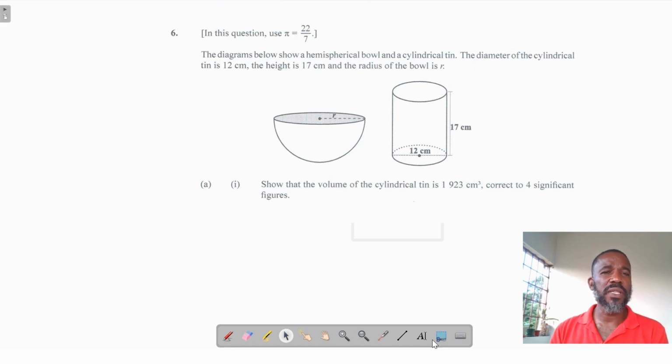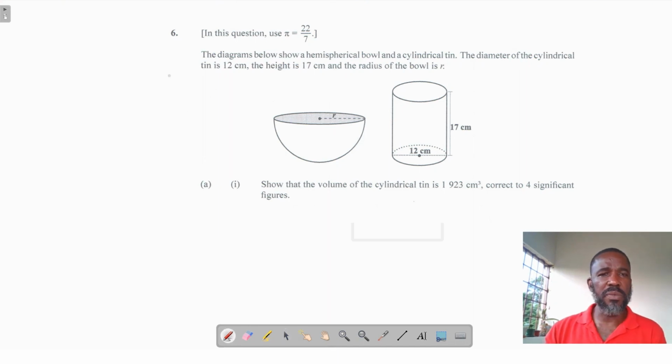We are at question 6, and it says the diagram below shows a hemispherical bowl and a cylindrical tin. The diameter of the cylindrical tin is 12 centimeters, the height is 17 centimeters, and the radius of the bowl is r. Show that the volume of the cylindrical tin is 1923 cubic centimeters, correct to 4 significant figures. So that's what we're going to be doing here.